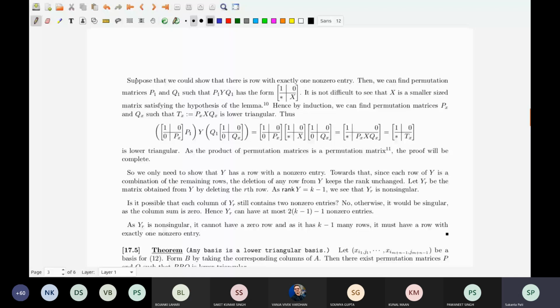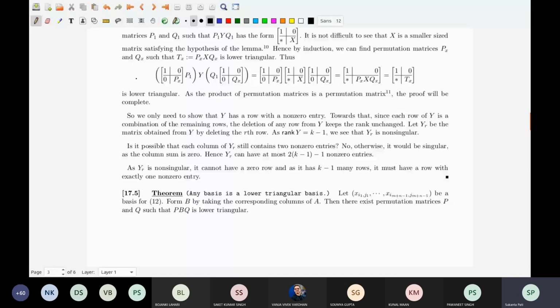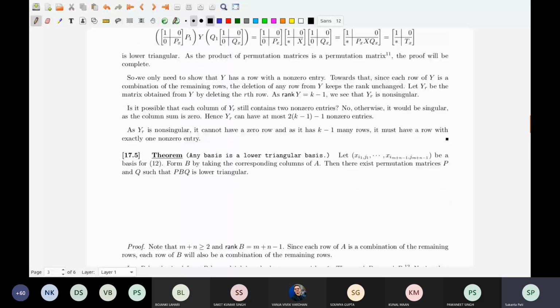Okay. So, why did we talk about this lemma? We talked about this lemma just to say that any basis is a lower triangular basis. Any basis of the BTP is a lower triangular basis. What does it mean? Now, if you pick a basis xi1 j1 up to xi(m+n-1) j(m+n-1), some m plus n minus 1 many variables, it is called a basis if the corresponding columns of A are linearly independent, that you already know.